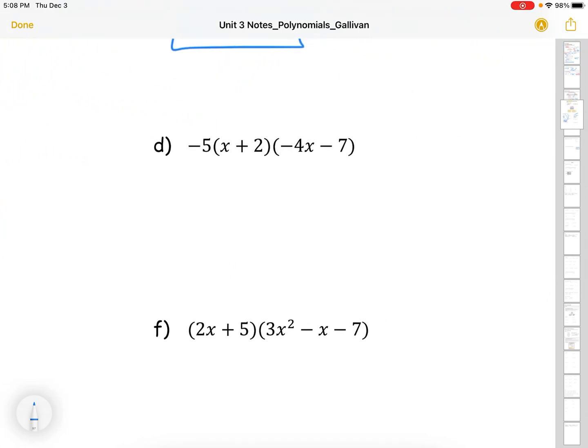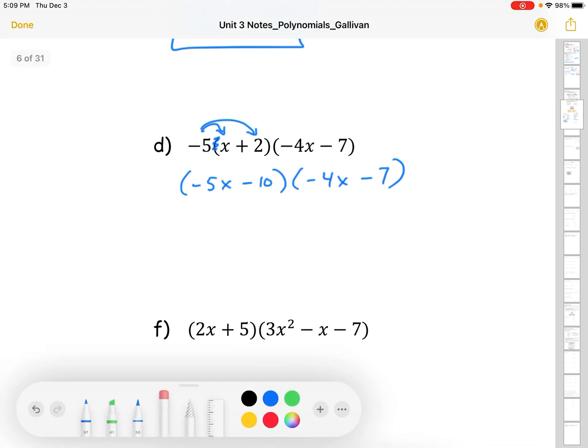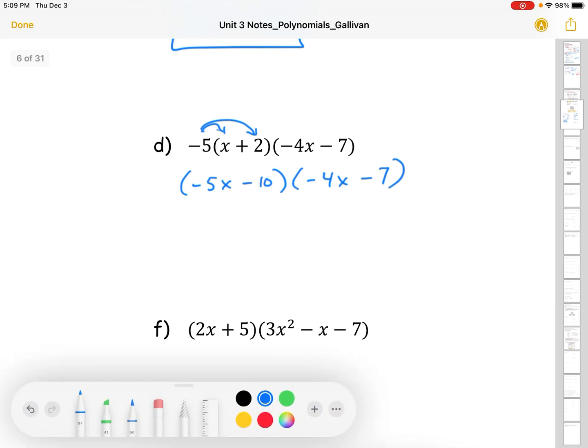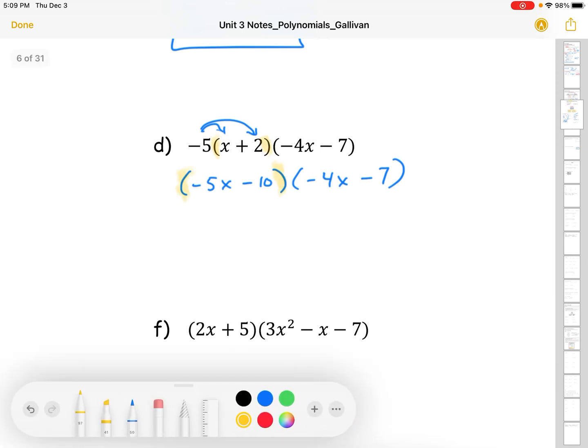For D, now you can do it where you work left to right, so we can do it that way. You just have to make sure you keep your brackets. So you would go negative 5x minus 10 times negative 4x minus 7. So you see I keep the brackets, they don't go away. So we have to keep them in order to get the correct answer. Okay? If those brackets are there, they have to stay here. Alrighty, that's kind of why I like doing the foiling first and then doing it just because it's easier to remember to keep your brackets.